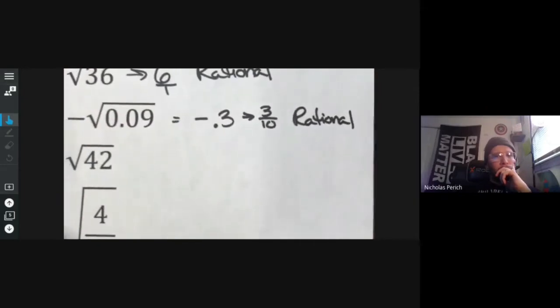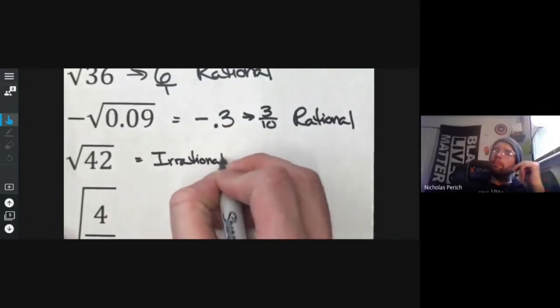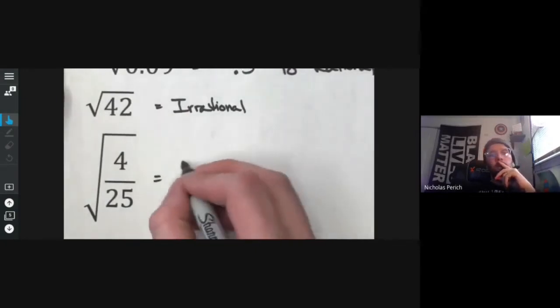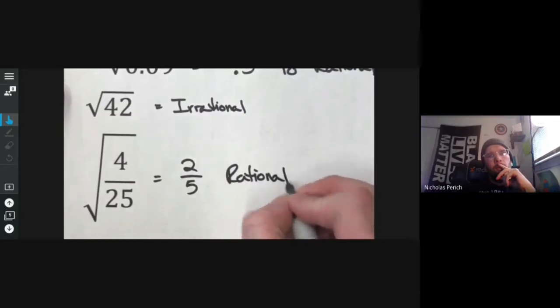Square root of 42, I don't know what that is because it's not a perfect square, so that's irrational. And then last but not least, the square root of 4 over 25 ends up being 2 over 5, which is rational.